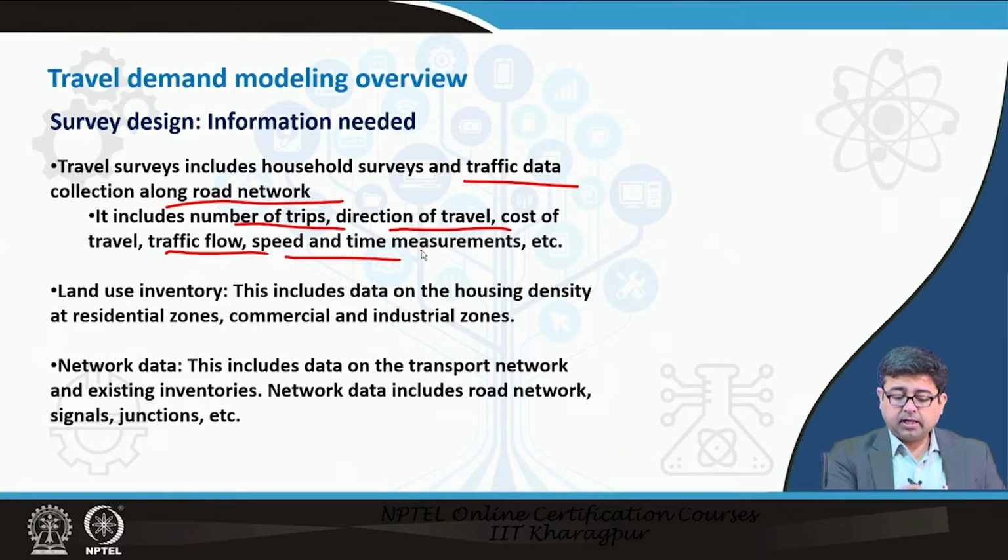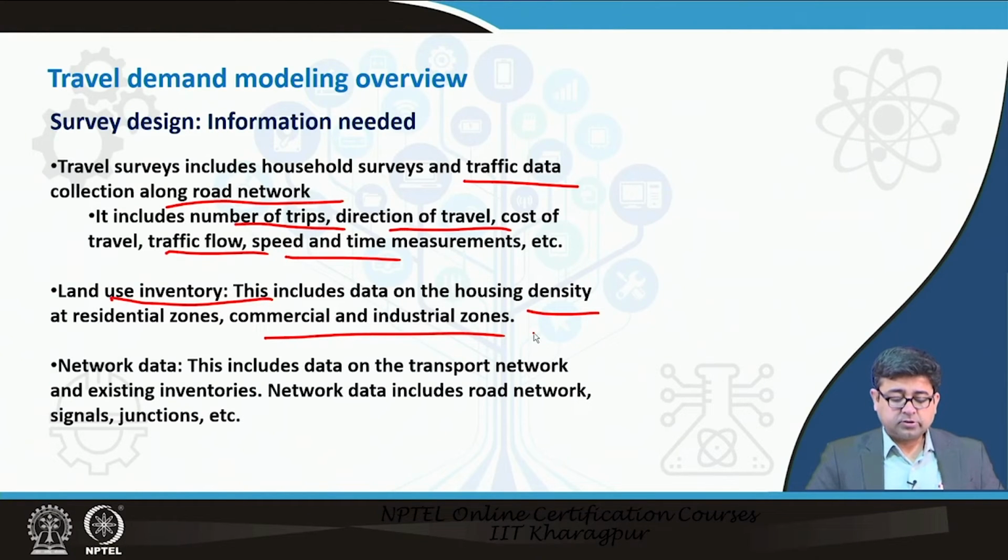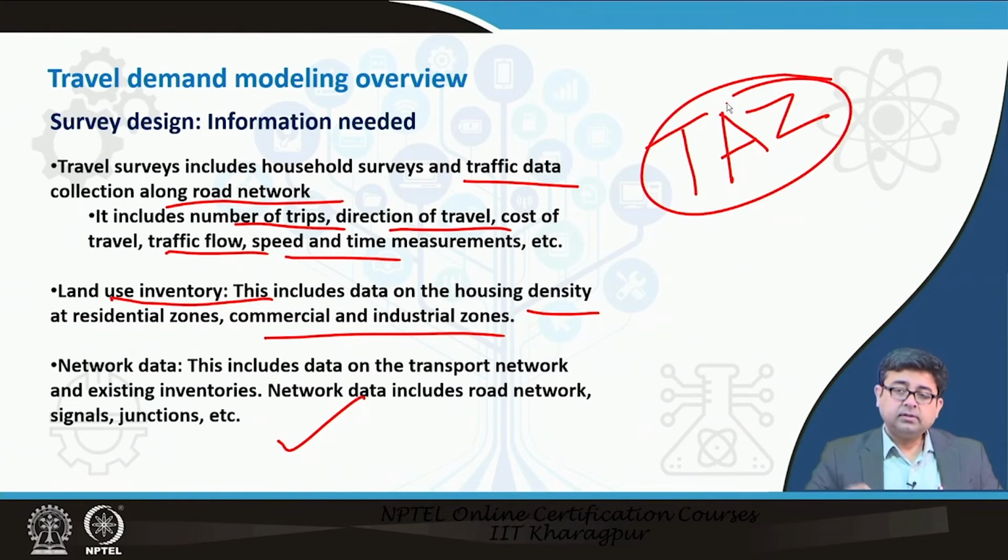Along with it, you have to have data on your land use inventory, which can be collected from urban local bodies, the housing density in commercial, residential, industrial zones, that has to be also collected. And of course, you have to know your base skeleton network data about your roads and highways in the TAZ. So let us always remember that we are collecting all this at a traffic analysis zone level. So once you divide your city into different analysis zones, for each of these zones you will have to have this kind of information.